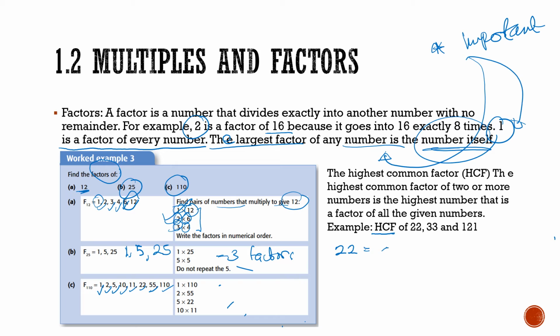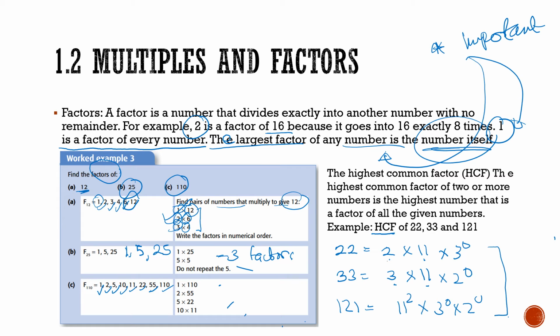What do I get? 2 times 11. 2 is a prime number, 11 is a prime number. 33: 3 times 11, prime numbers. 121: we get 11 times 11, or let's write 11 squared. Now the same old method, times 3 power 0, times 2 power 0, times 3 power 0, times 2 power 0. Now we see they all have three numbers, 1, 2, 3, 1, 2, 3, 1, 2, 3.